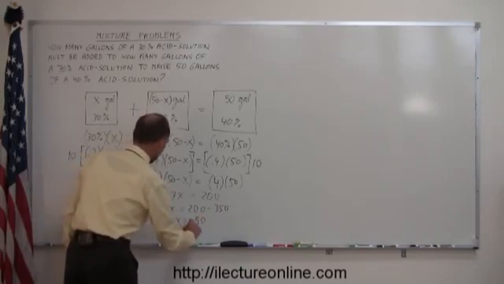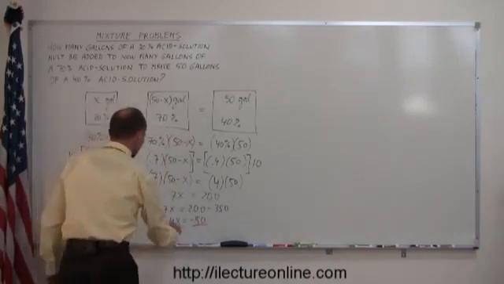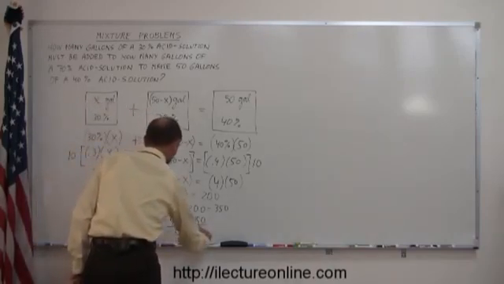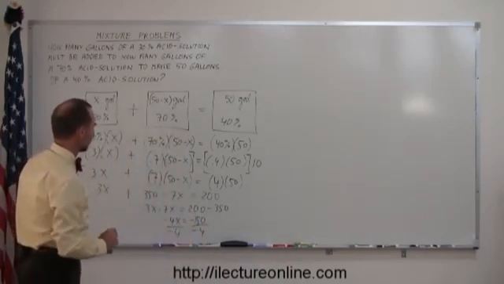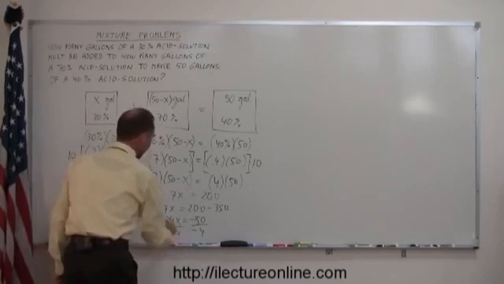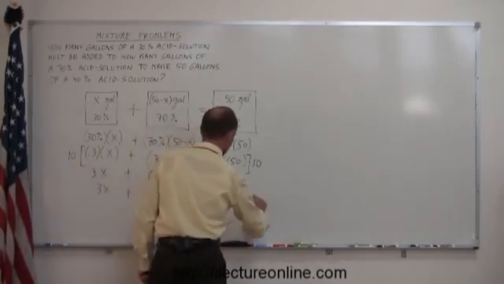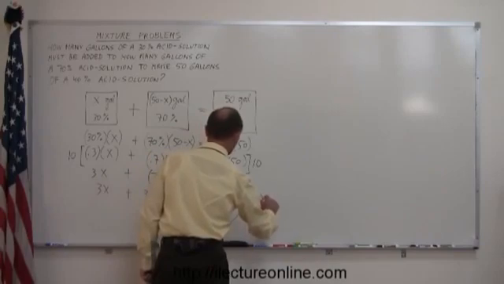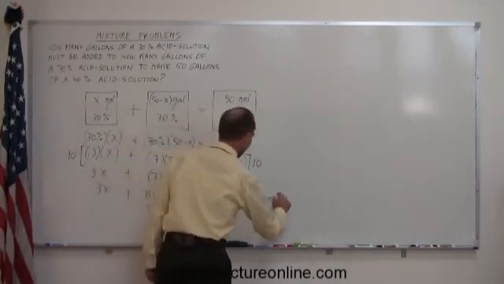Divide both sides by minus 4. The minus 4 cancels. And 150 divided by negative 4 gives me x is equal to 37.5.